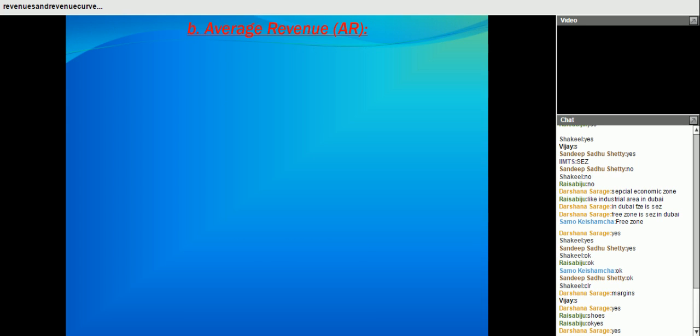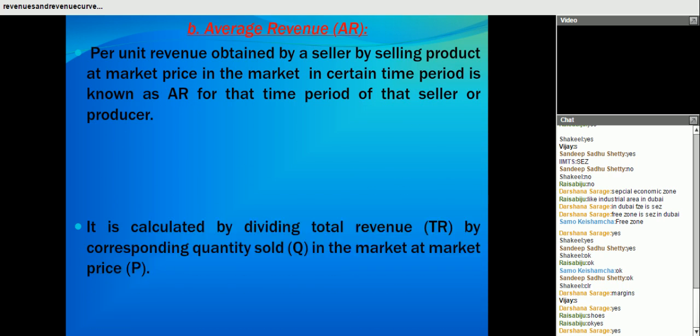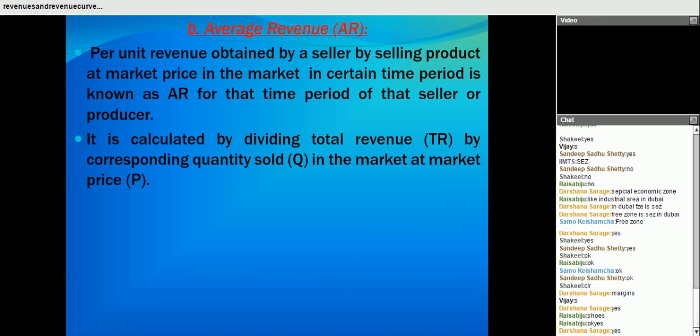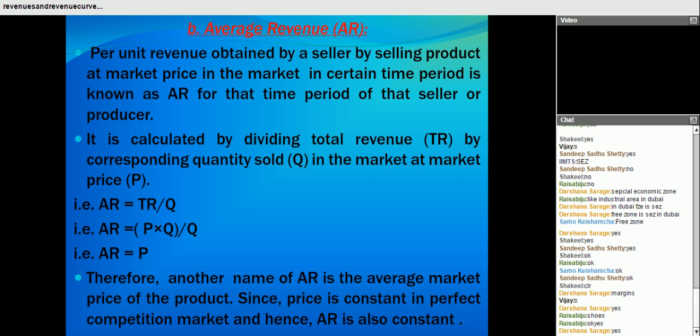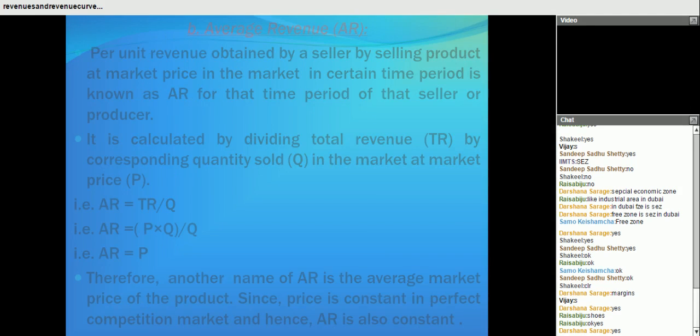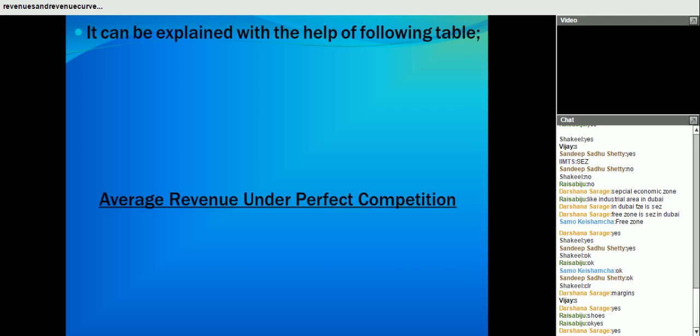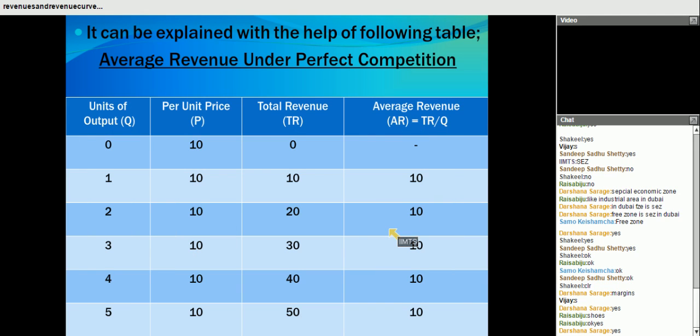Okay. Now comes the next, that is average revenue. Average revenue is the total revenue divided by the number of units sold. So let us see how it is calculated. This is the per unit price, and this is the total revenue from the previous table. How is average revenue calculated? TR upon Q, that is total revenue divided by the quantity sold.